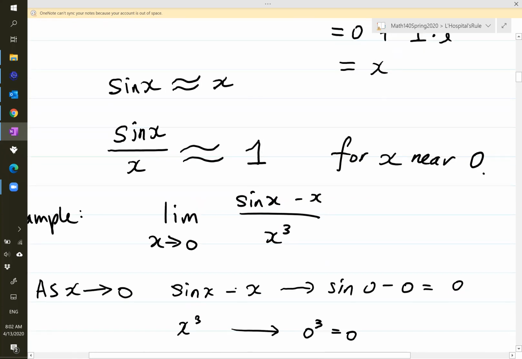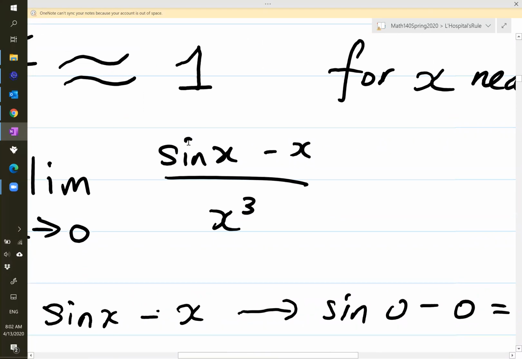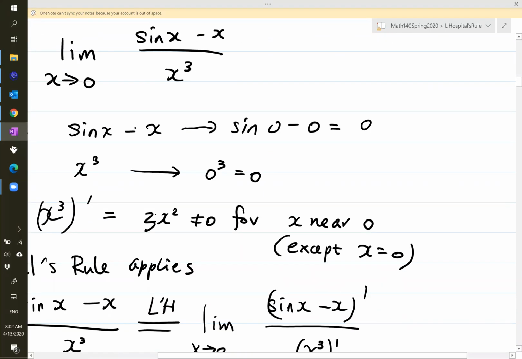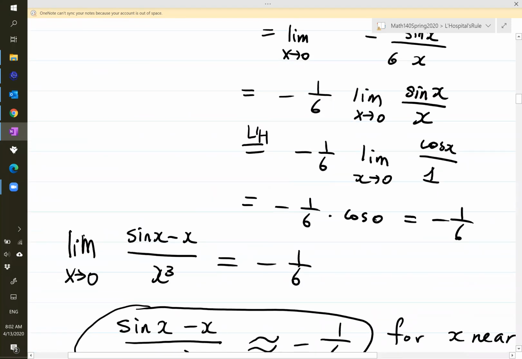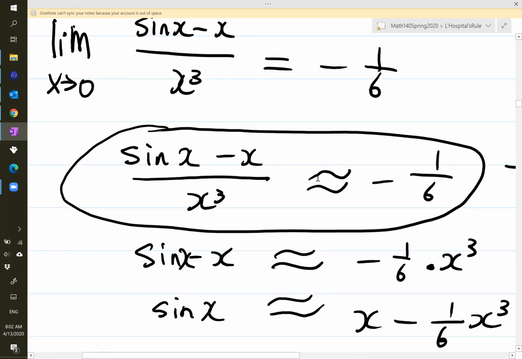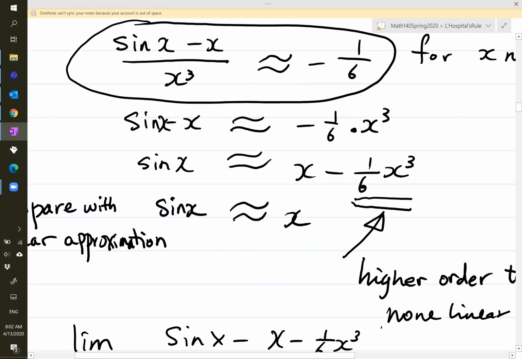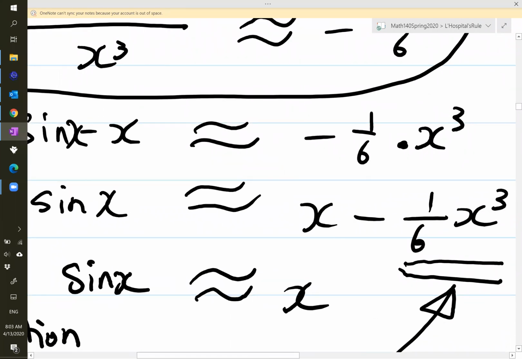However, we can do better. Use L'Hopital's rule on sine x minus x over x cubed. This limit turns out to be negative 1 over 6 for x near 0. So we do some algebra, and find that sine x can be approximated by x minus 1 over 6 times x cubed. This turns out to be a better approximation for x near 0.